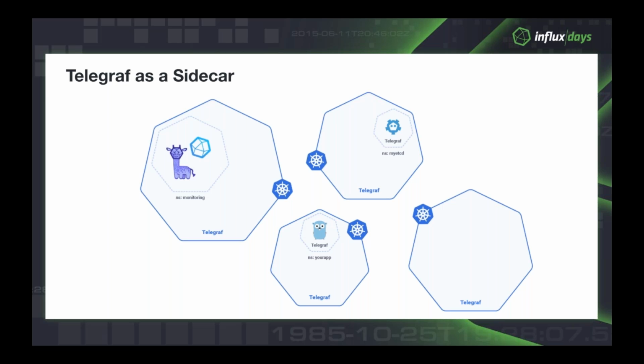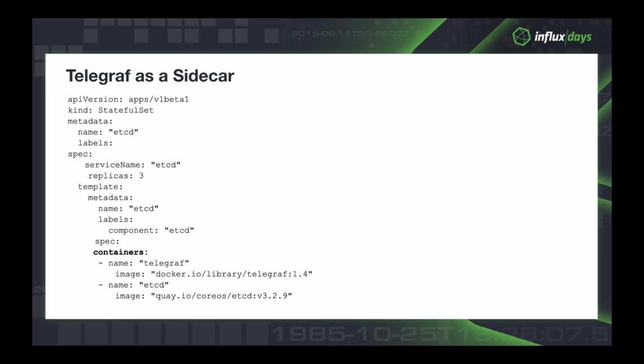This is an example. You can see this is a StatefulSet specification, a YAML spec for Kubernetes. In the container section, you can see that there are two containers. One is etcd, because this StatefulSet contains etcd. And it also runs one Telegraf, that is the sidecar of the main application, etcd.